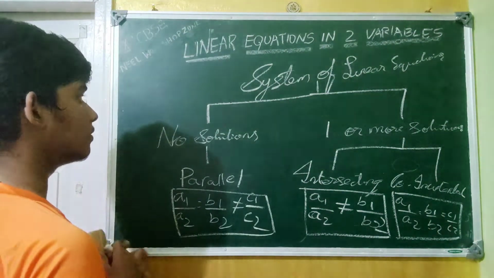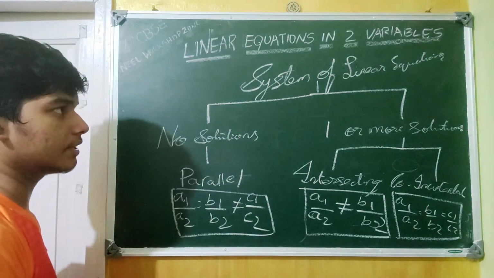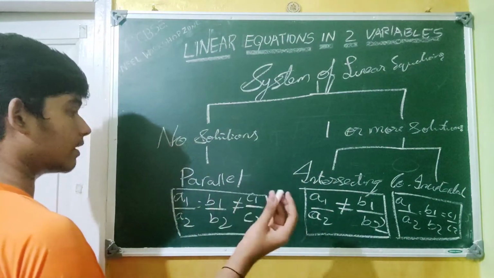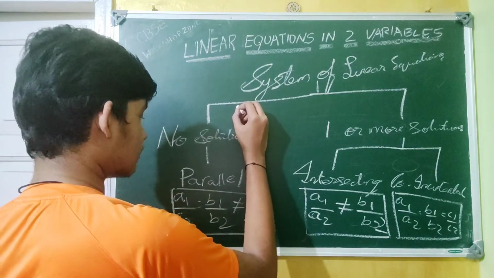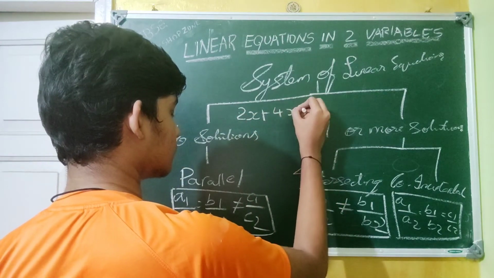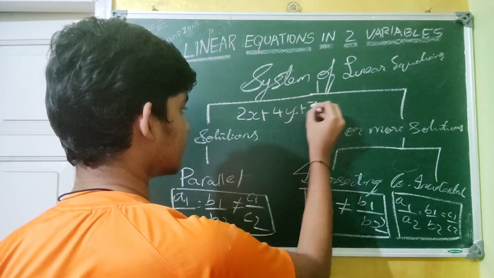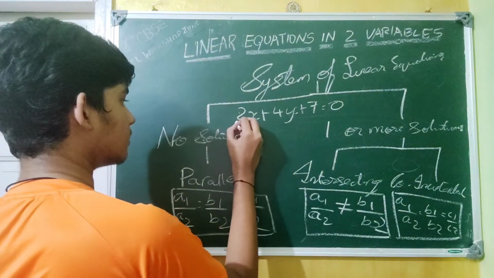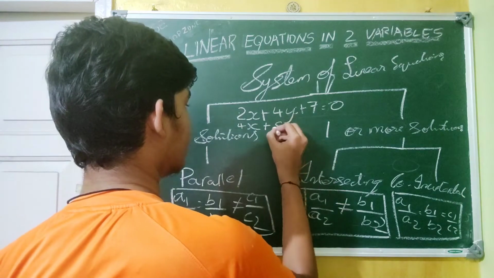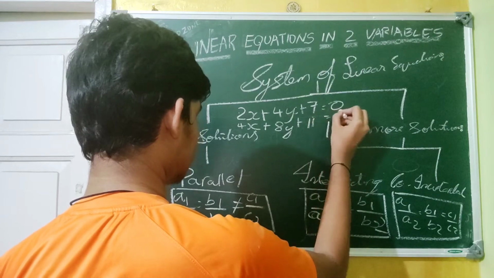So when we have these values, let's take two linear equations to understand whether they are parallel, intersecting, or coincidental. So for example, if I take 2x plus 4y plus 7 is equal to 0, and let's take another one, 4x plus 8y plus 11 is equal to 0.